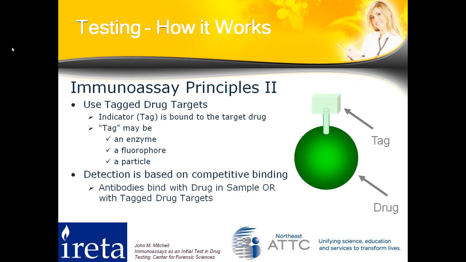The tag drug target, indicated by the tag, is bound to the target drug, and the tag may be an enzyme, a fluorophore, or a particle, and then the detection is based on the binding. So when the antibodies bind with the drug in the sample or with the tag drug target, that's how we identify that positive drug screen.